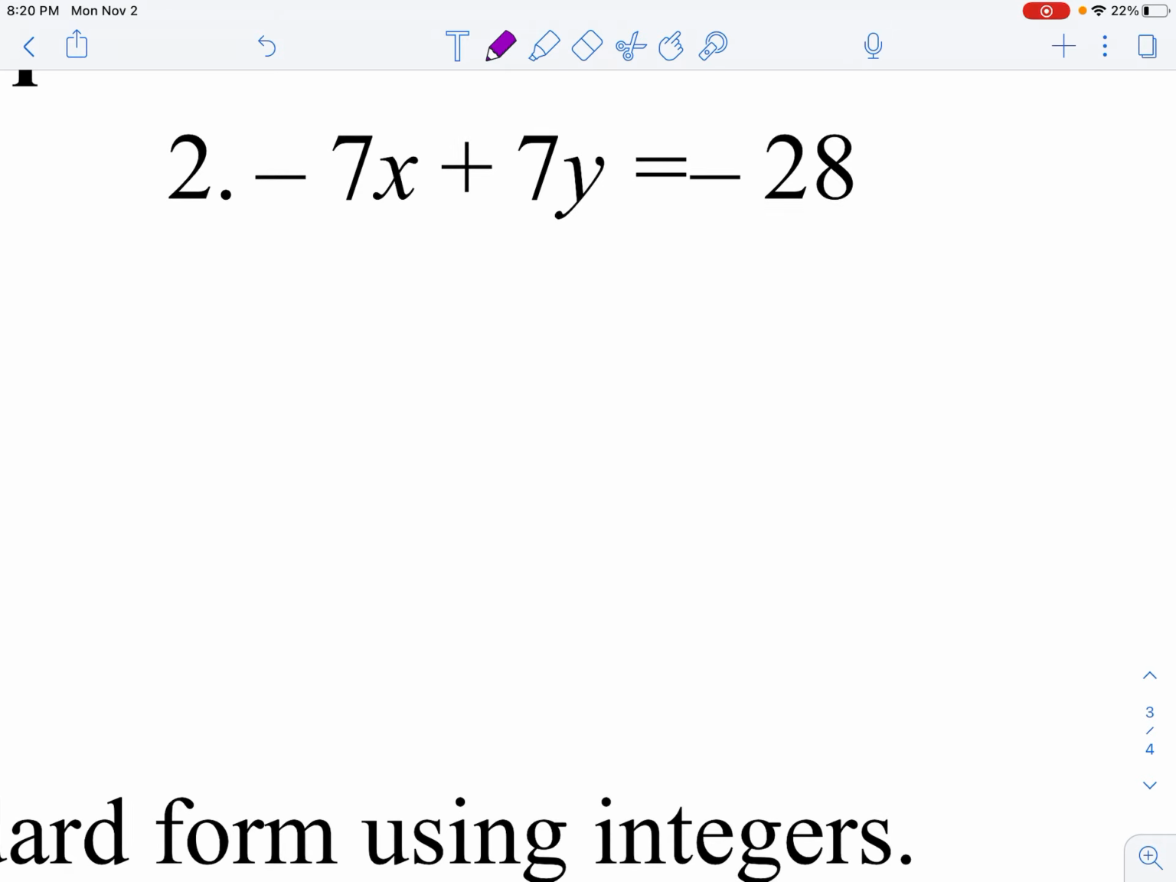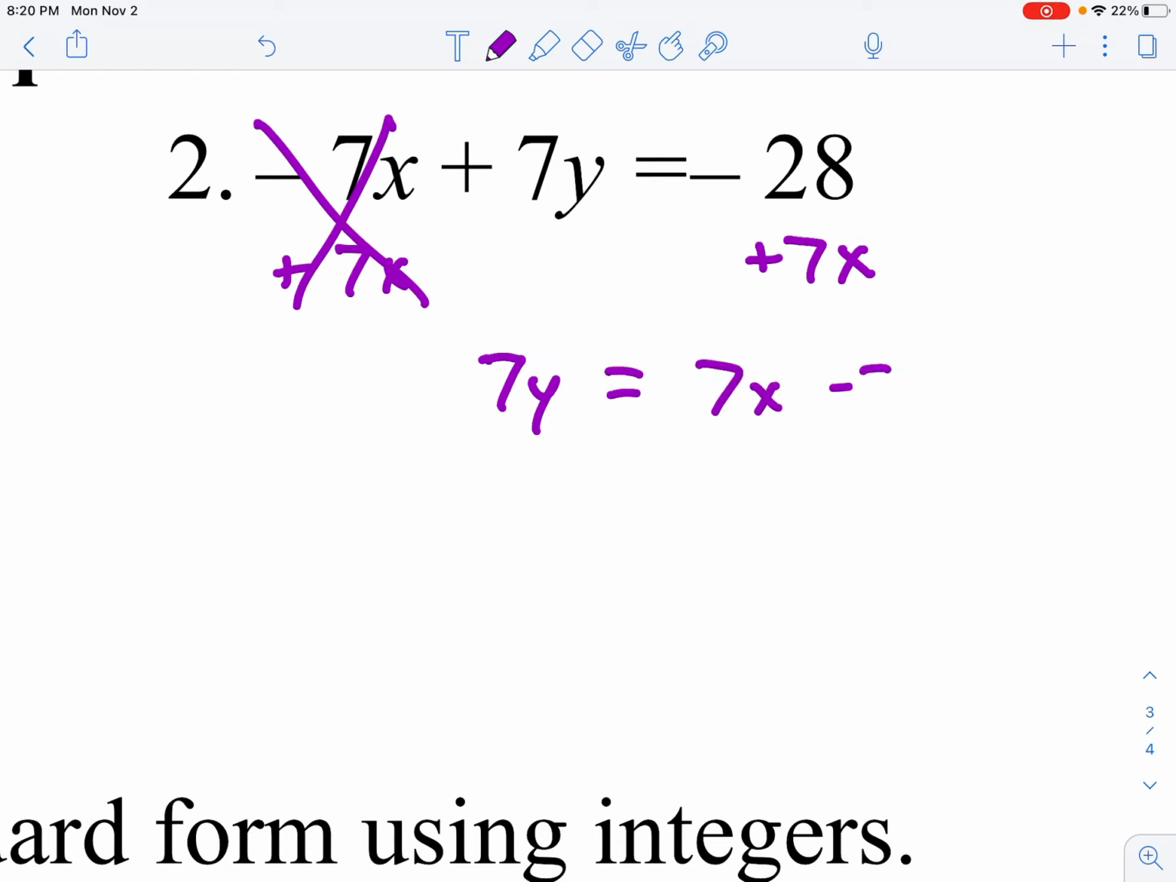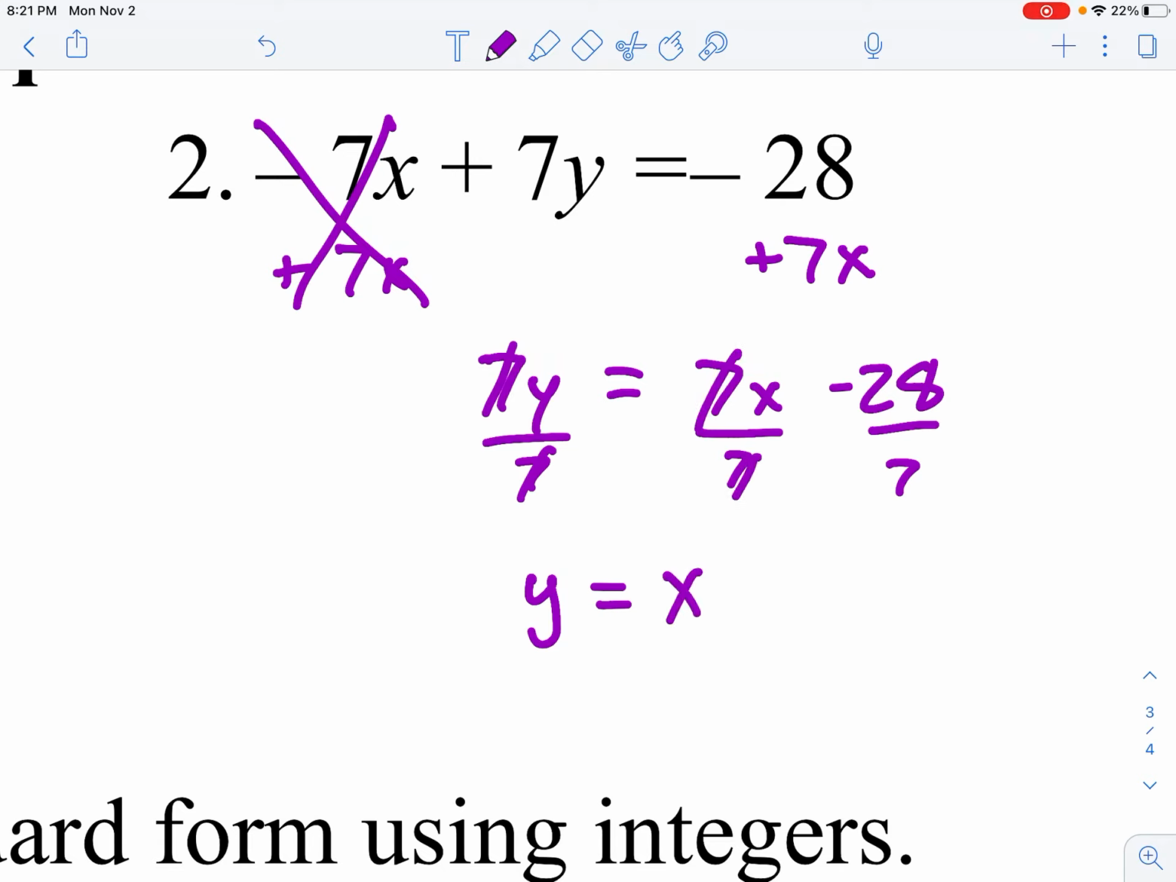You can try this one on your own with a pause here. Otherwise, I'm going to go right into it. Again, we're solving for y. So I'll have 7y, because these cancel out, equals 7x minus 28. Divide by 7 on all 3 parts. Oh, I said 3. Okay, divide by 7 on all 3 parts. Those cancel out. I'm left with y equals x minus 4.